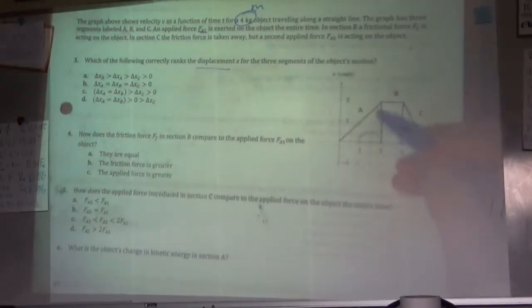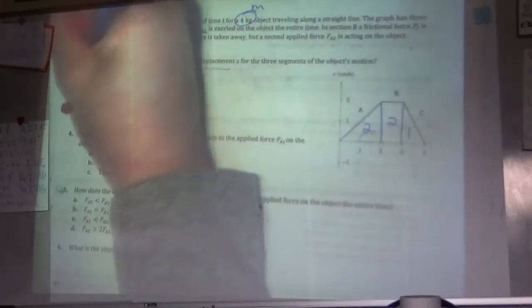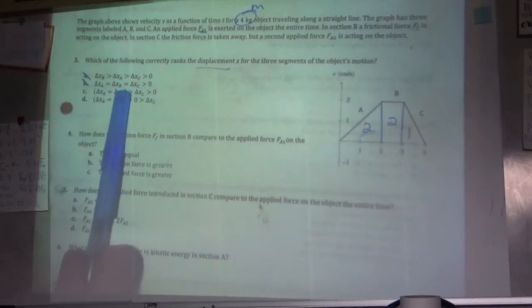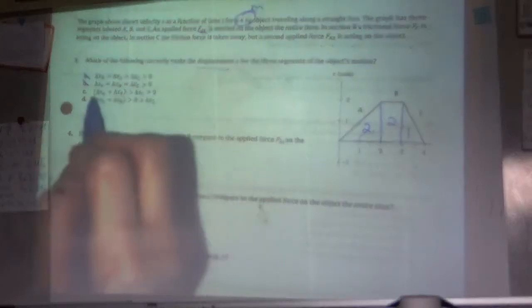First, it's just asking about displacement, so we can do our quick calculations. Area under the curve in this section would be 2. This one would be 2, and this one would be 1. So the displacement for A and B are equal to each other, and the displacement for C is less. So you can cross off these. It says these two are equal and C is less, and they were all positive velocities, so all moving forwards, all positive displacement, not less than 0, so C was our answer.